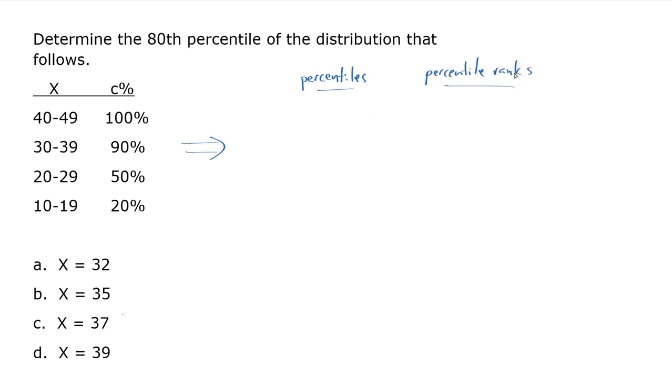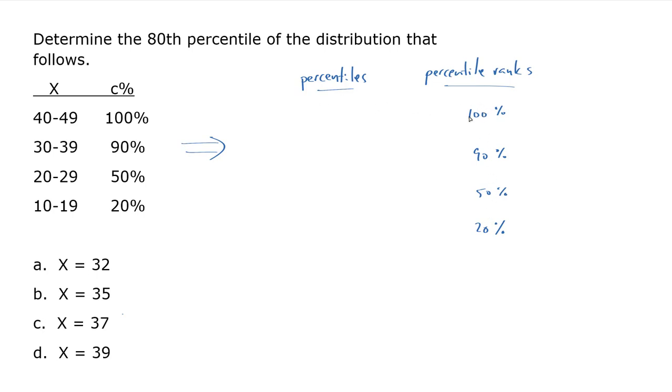Now it's easiest to start with the percentile ranks because these are what you've already been given. So they are 100% and 90% and so on, 50%. And I'm leaving a little bit of space in between them because very often we get asked to do some work in between these values.